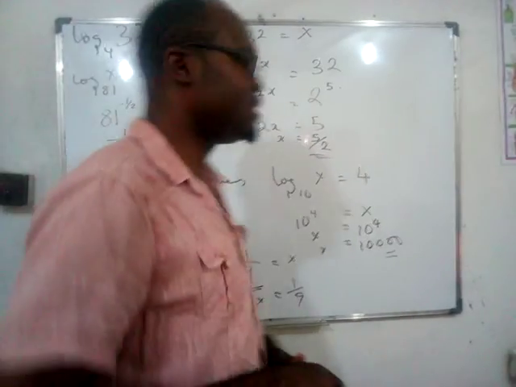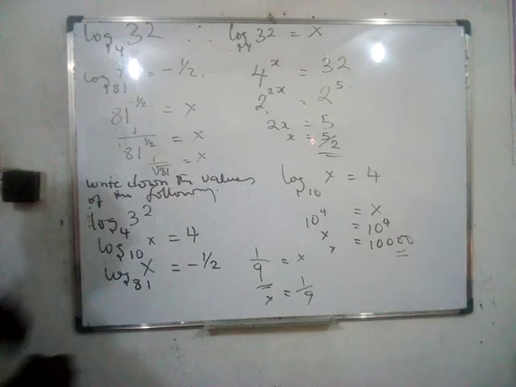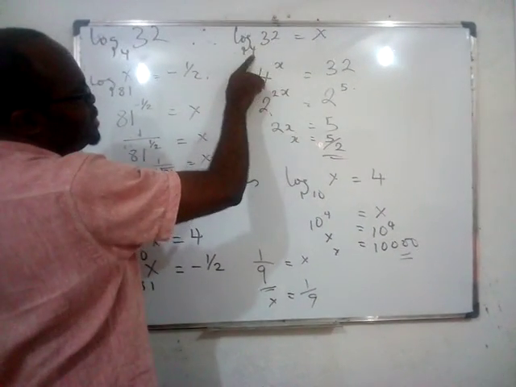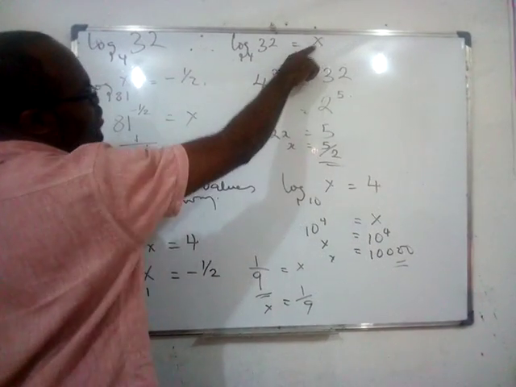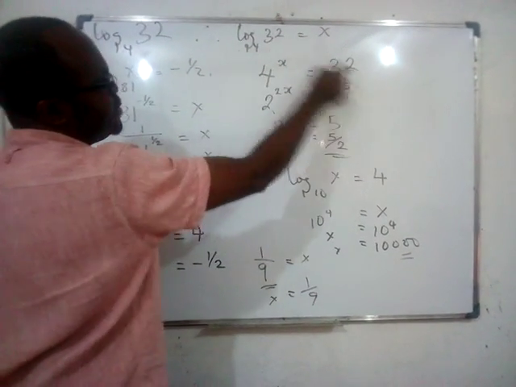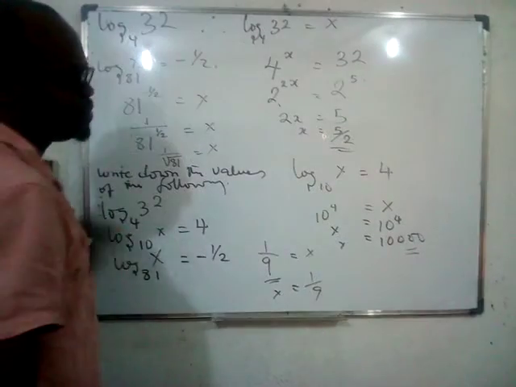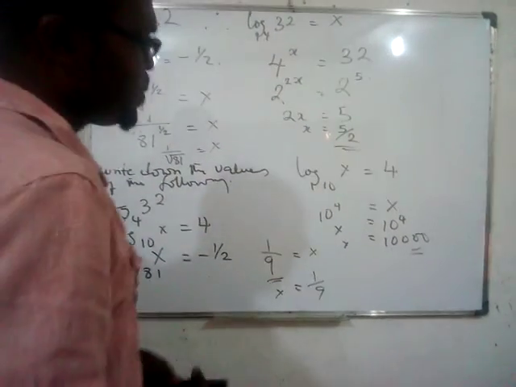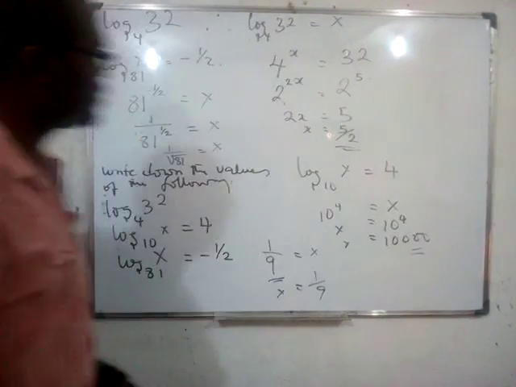So you must always write it in form of index notation. This is the log notation, this is the index. Anything the base, let it be raised to power what is here. Then you write this one, then you break it down. So that is how you solve this. Is that clear? Yes. So write all of them.